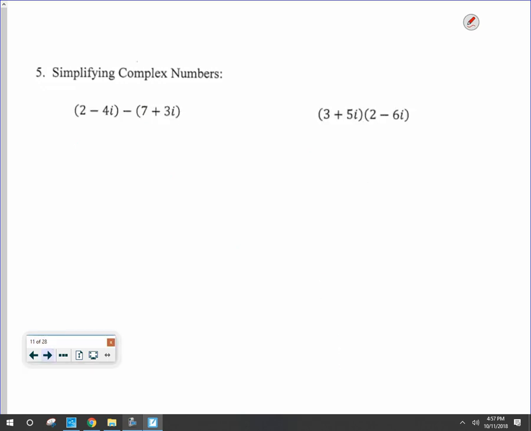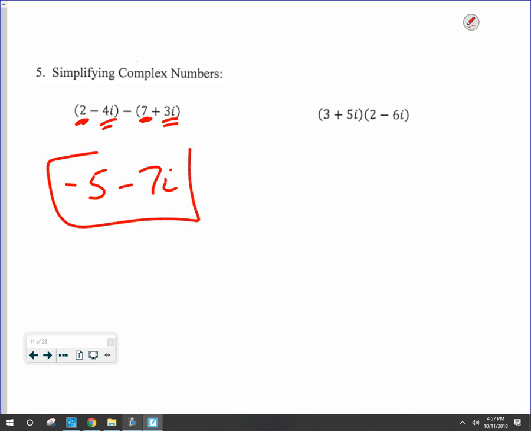Now for some questions your calculator can help you with if you put it in imaginary mode. If you are subtracting, you take the 2 minus the 7 and you get negative 5. So again, 2 minus 7. Now you're going to take negative 4i minus 3i and combine like terms.